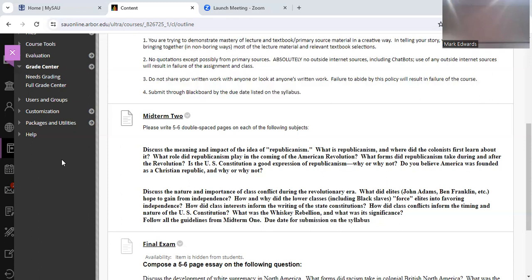Theoretically, what role did Republicans play in the coming of the American Revolution, right? If you're going to talk about it, remember from lecture my discussion of the new British policies, but also the interpretation of those policies, right? Laws are not self-interpreting. We interpret these things through particular lenses.